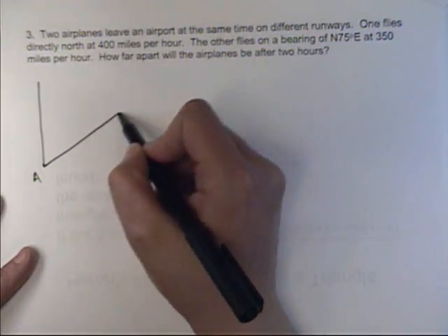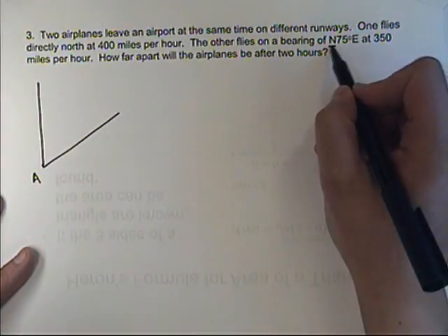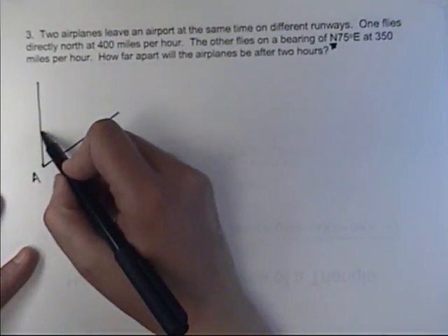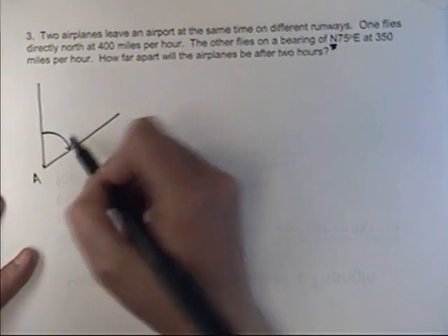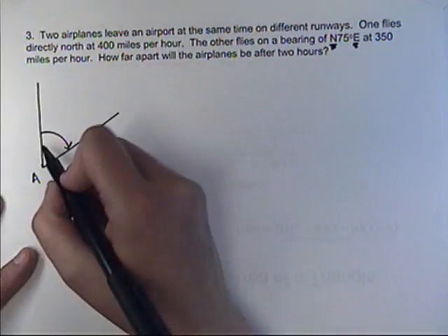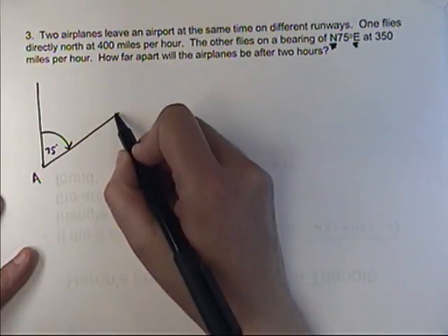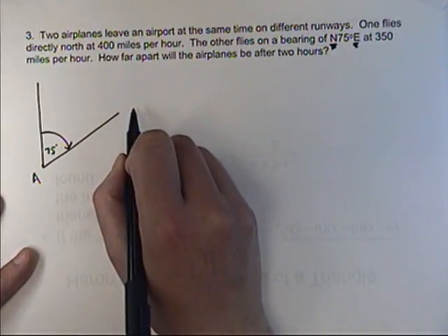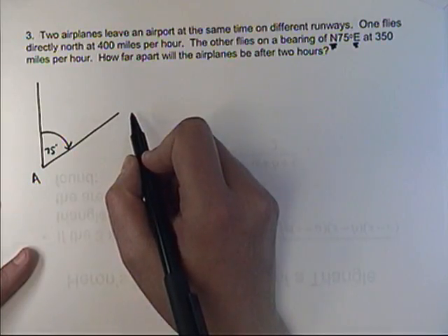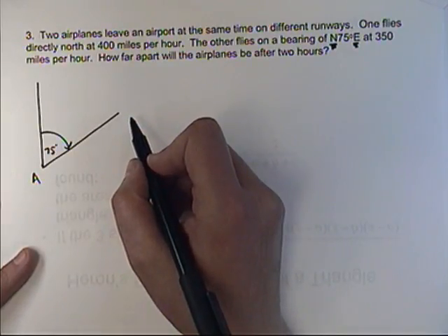So that would be about this. Because if you start at north and you go 75 degrees east of that, that's the direction they would go, is that way from the airport. Okay? Now, how far apart are the airplanes after 2 hours?